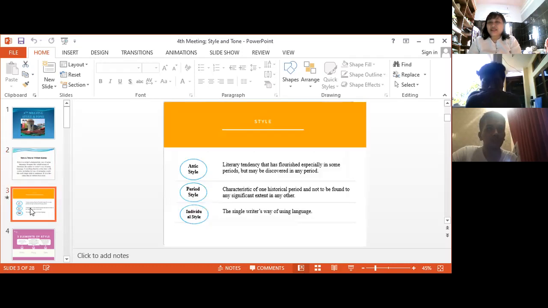Style can be divided into ethic style, period style, and individual style. The ethic style is a literary tendency that has flourished, especially in some periods, but may be discovered in any period. Period style is characteristic of one historical period and not found to any significant extent in any other. Individual style is the single writer's way of using language.